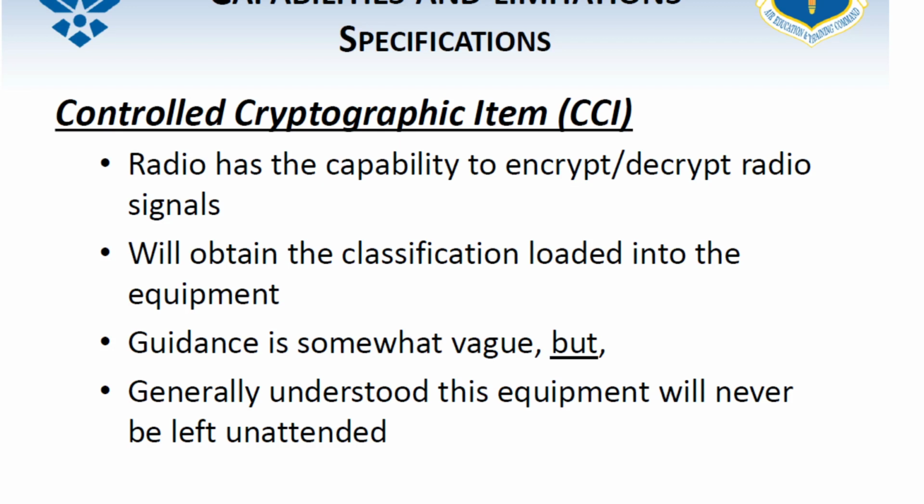They have capabilities of encrypting and decrypting, so we want to make sure those assets are protected. Why is this radio CCI, even if it doesn't have an encryption on it? Because it has the ability to encrypt and decrypt within it. So it's embedded. It is embedded crypto. Embedded encryption means it's internal and you can't remove it.